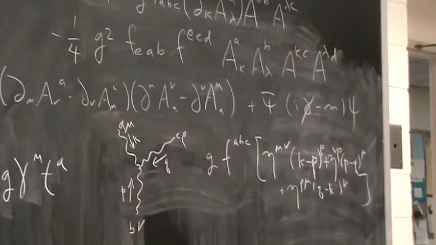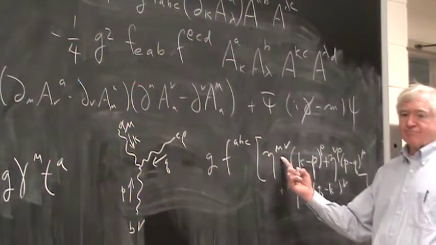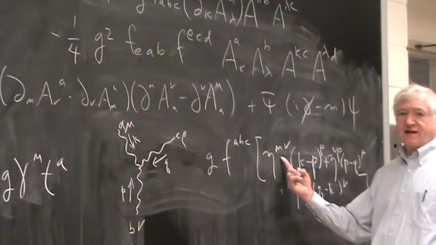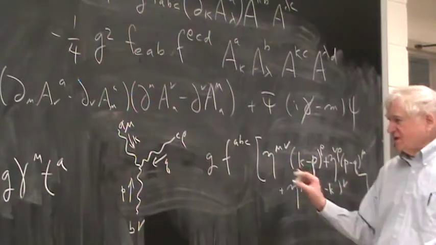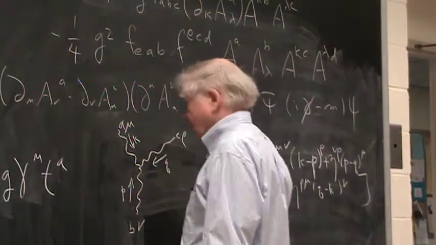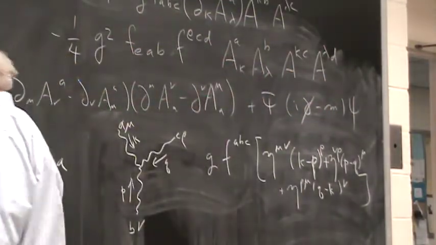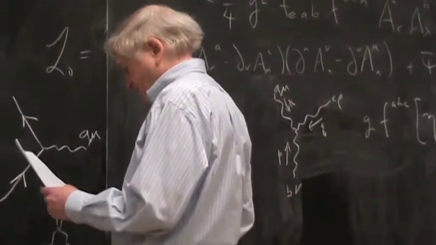Now, it's not as bad as it looks. This, of course, will be multiplying into gamma matrices, and so you're going to get a trace of gamma matrices. So this is not as bad as it looks. And then there's the next vertex, which is the four gluon vertex.